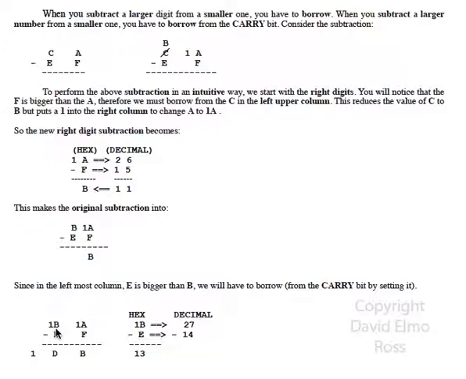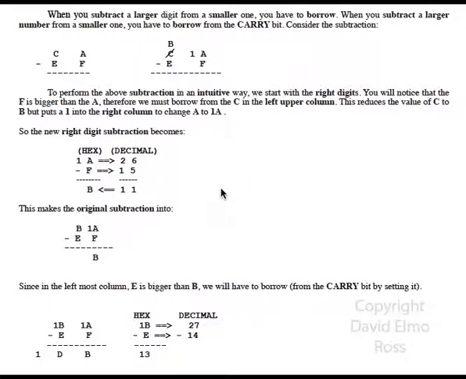But this is 1B base 16, which is 16 plus 11, which is 27. And we're subtracting 14 from it, and that gives us a total of 13. So our answer here is DB. And that's all we have to do.